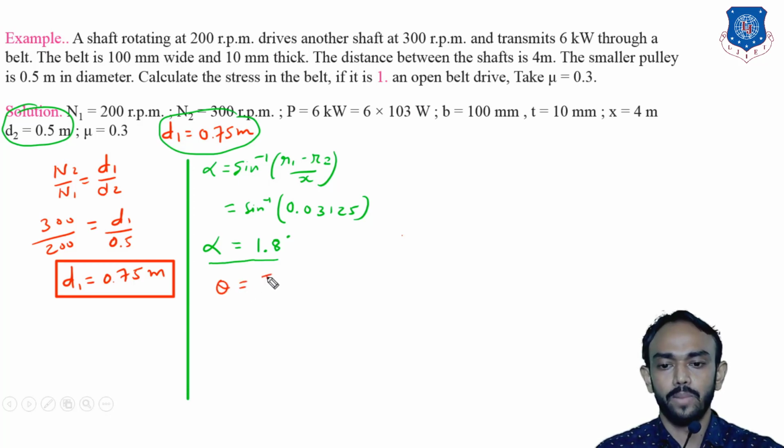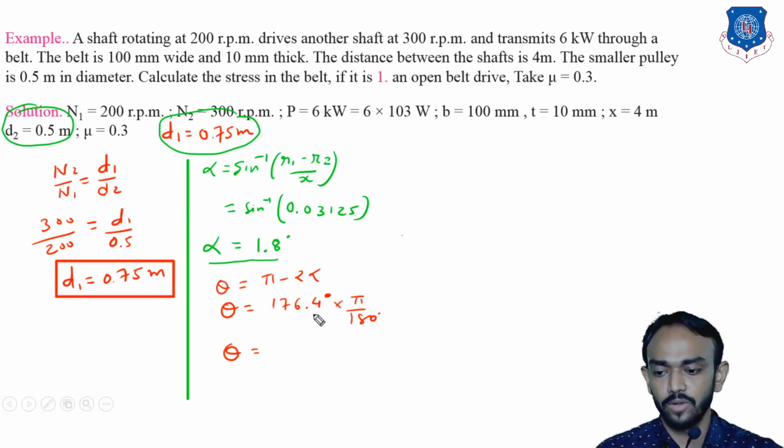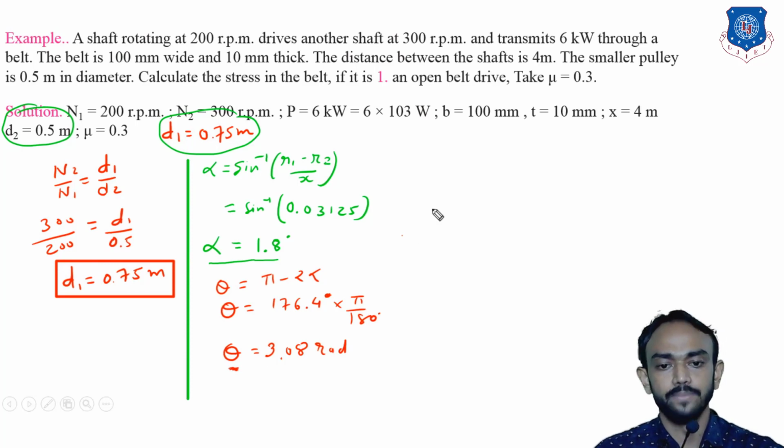Theta is equal to pi minus 2 alpha, and you will find 176.4. But this is in degrees, so you have to convert it into radians by multiplying by pi divided by 180. So theta is pi divided by 180 into 176.4, which is equal to 3.08 radians here.